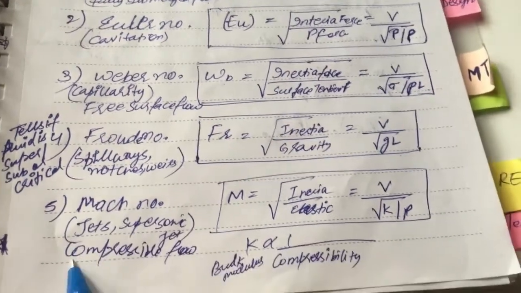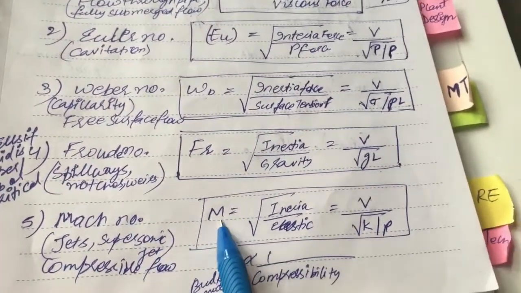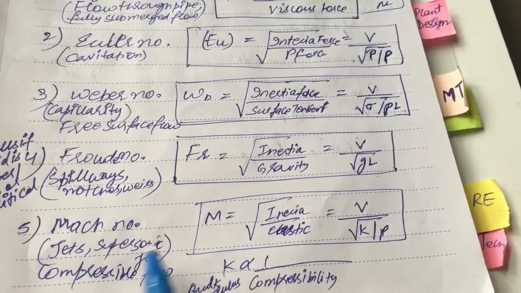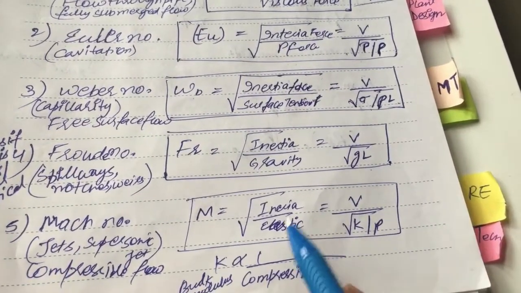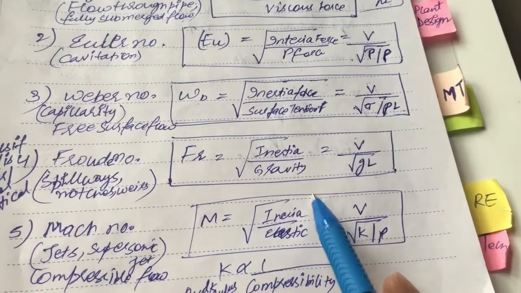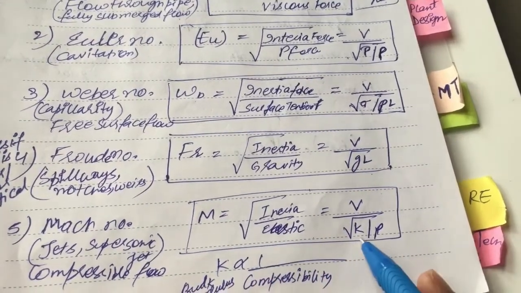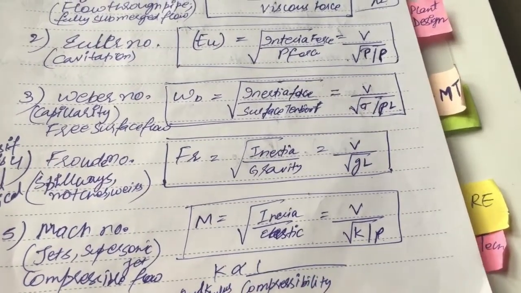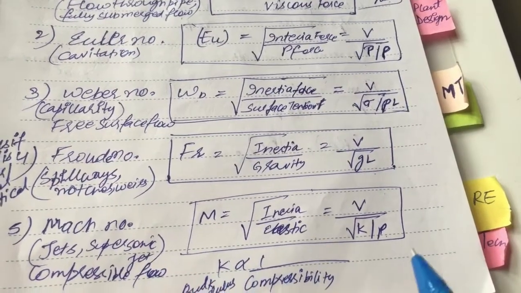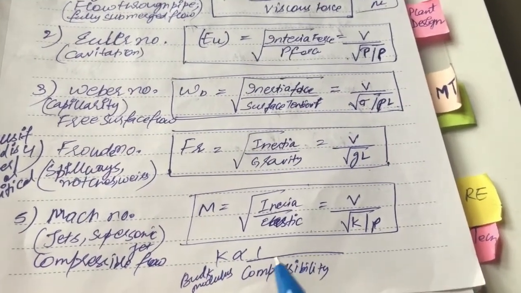Then we have Mach number, denoted as M. It is for jets, supersonic jets, and compressible flow. It is equal to under root of inertia by elasticity, which is V by root of K by rho. And bulk modulus we know is inversely proportional to compressibility.